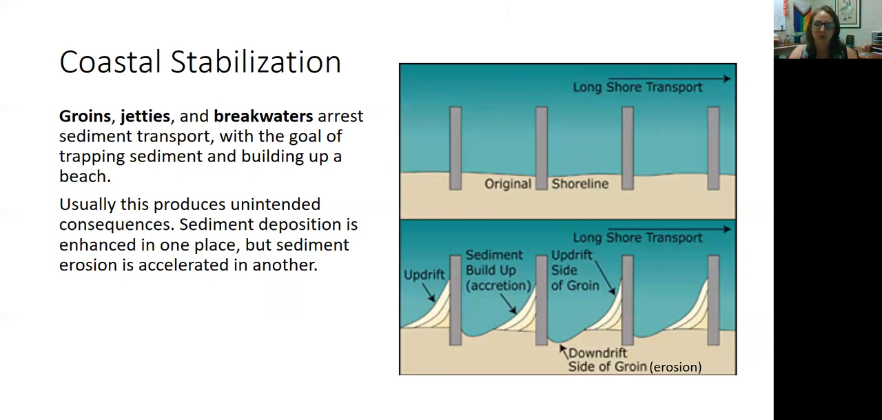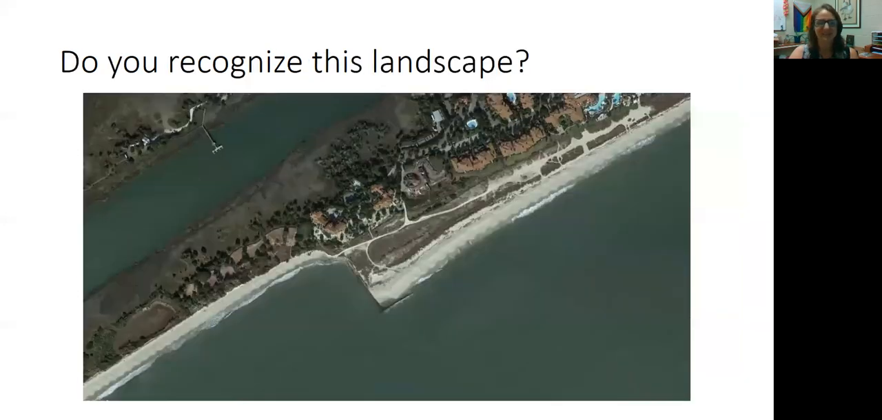So here's an example of a groin, and you can see that when we build groins on the shoreline, because of longshore transport, sand is going to pile up on the updrift side of them, which means the downdrift side is going to become starved of sediment and it's going to start eroding. Okay? Now, this might sound familiar to you. Do you recognize this landscape? This landscape is just north of St. Simons Island, just north of Gould's Inlet. You can actually stand at Gould's Inlet and look north and you'll see this landscape.